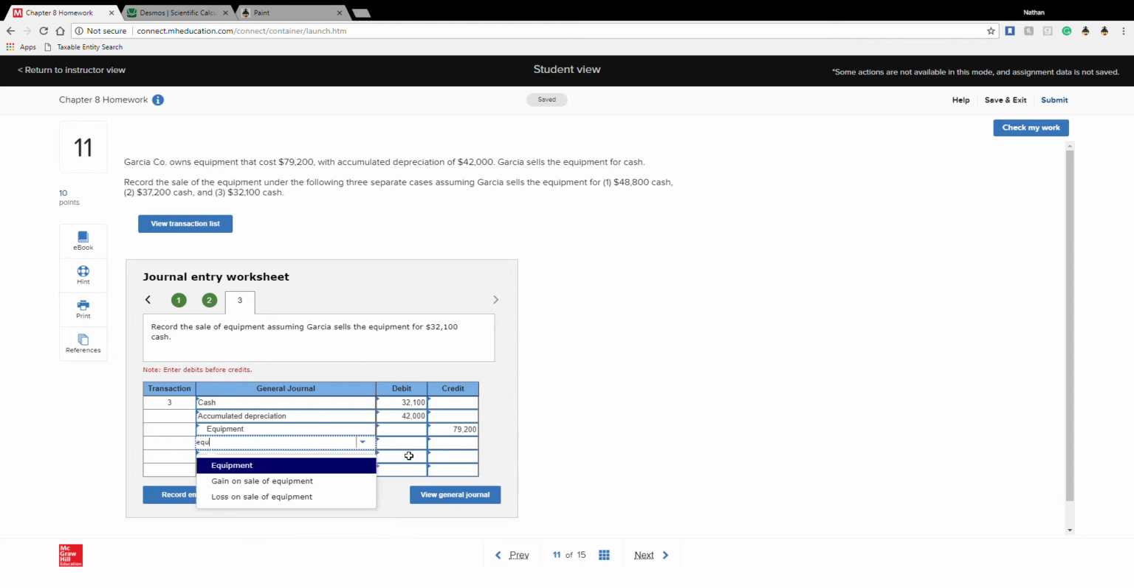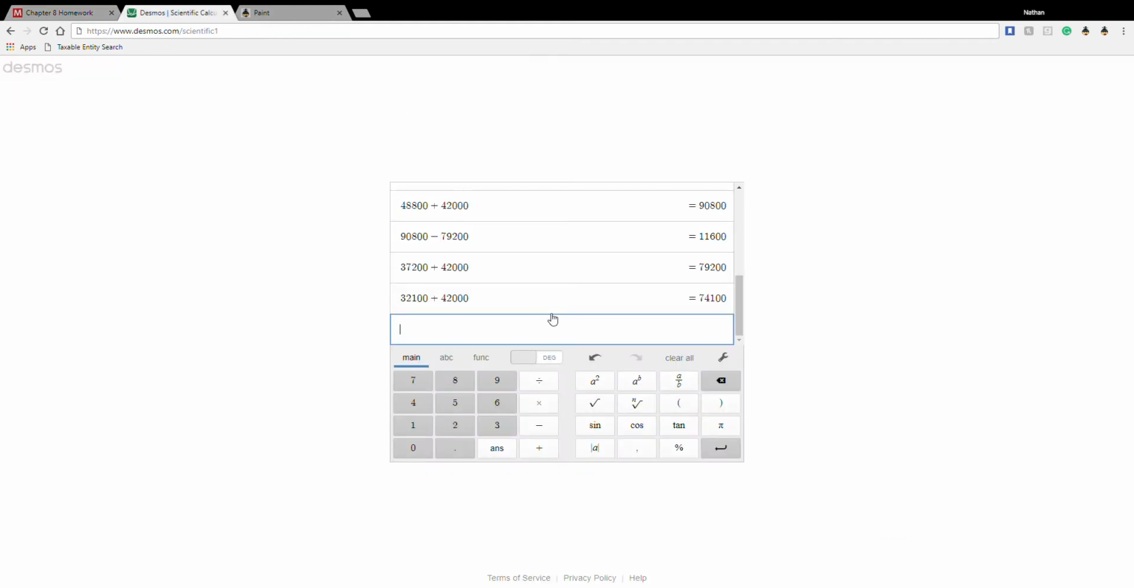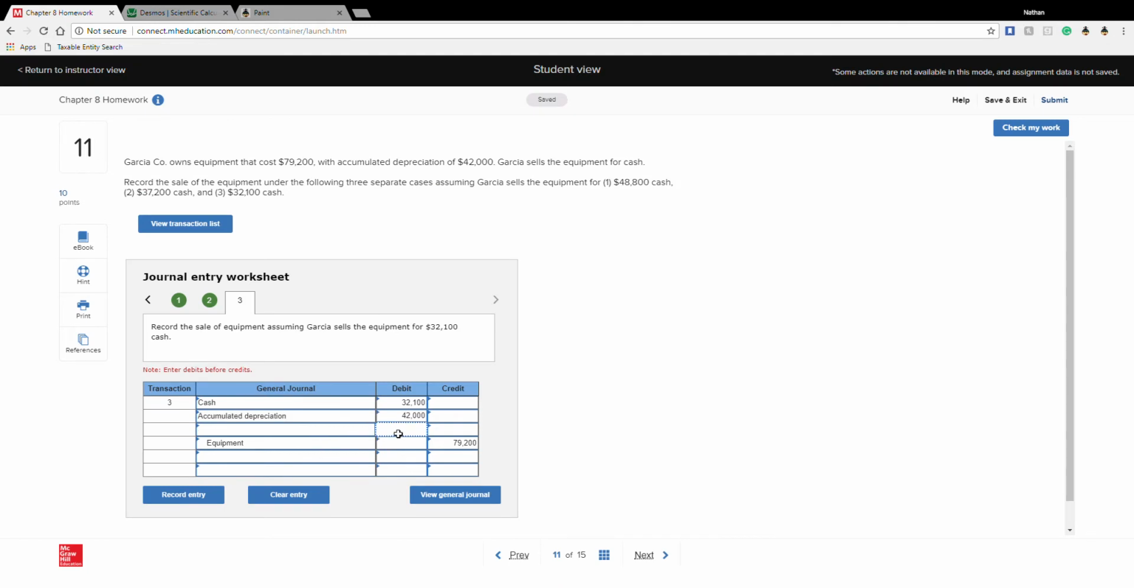this just means we have to lower our equipment down, and we're going to have another debit. Okay, so to find the debit, again, just subtract the two. So 79,200 minus 74,100 means the debit side has to increase by 5,100. So when it increased by 5,100, this is now considered a loss.